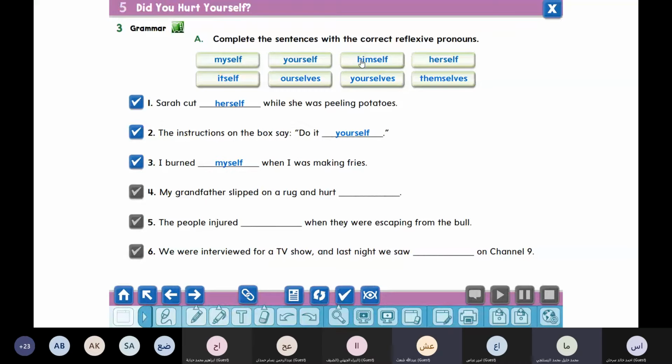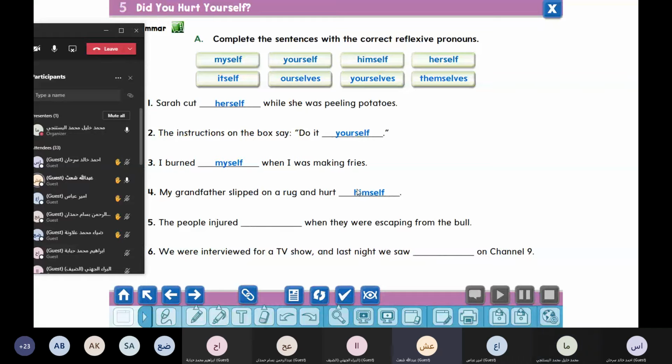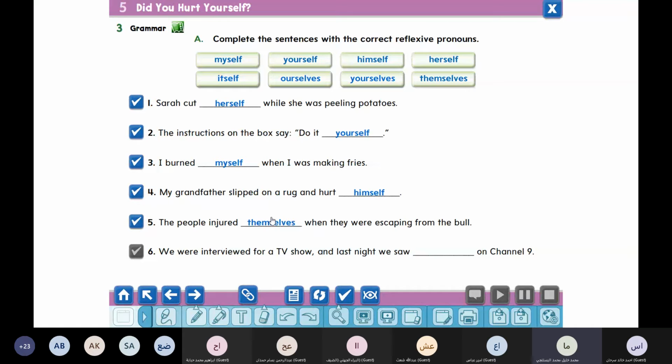Can I answer? Yes. The people injured themselves when they were escaping from the ball. Good. Thank you, Abdullah. The people injured themselves. Themselves. The people injured themselves when they were escaping from the ball.